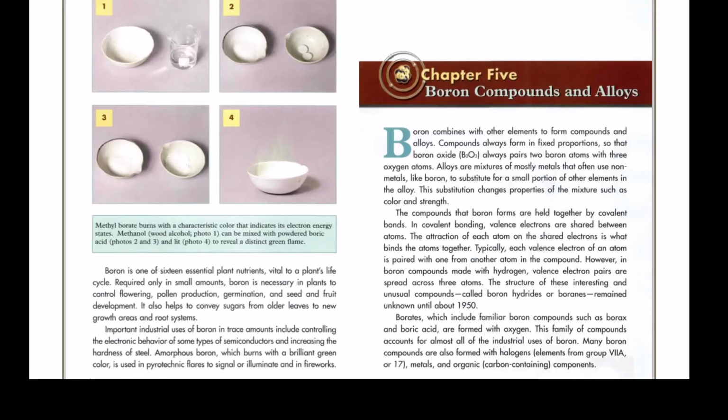Important industrial uses of boron in trace amounts include controlling the electrical behavior of some types of superconductors and increasing the hardness of steel. It also produces a brilliant green color used in pyrotechnic flares to signal or illuminate, and in fireworks.